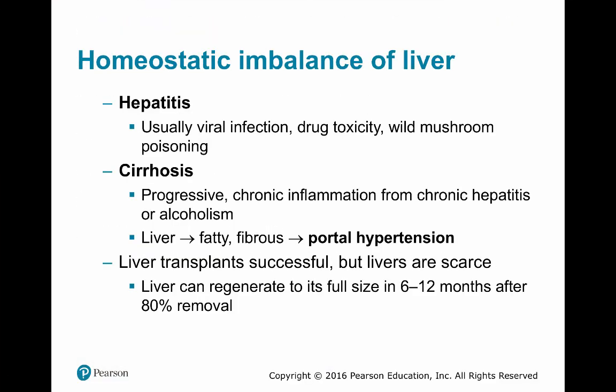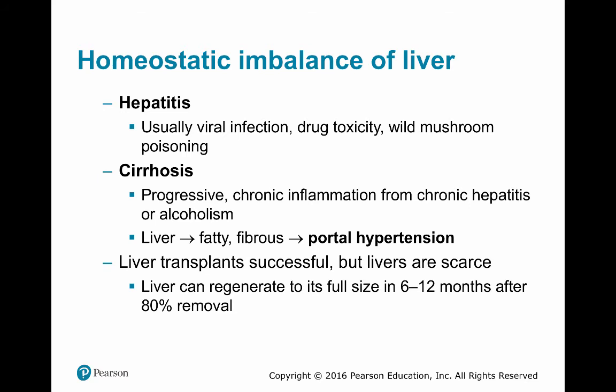And so there are some homeostatic imbalances of the liver. Hepatitis, for instance. This is usually a viral infection or can happen due to drug toxicity or wild mushroom poisoning, or something like cirrhosis, which is a progressive chronic inflammation from chronic hepatitis or alcoholism. So basically what happens is those areas of the liver get converted into fatty, fibrous, useless cells, and this leads to what's known as portal hypertension.